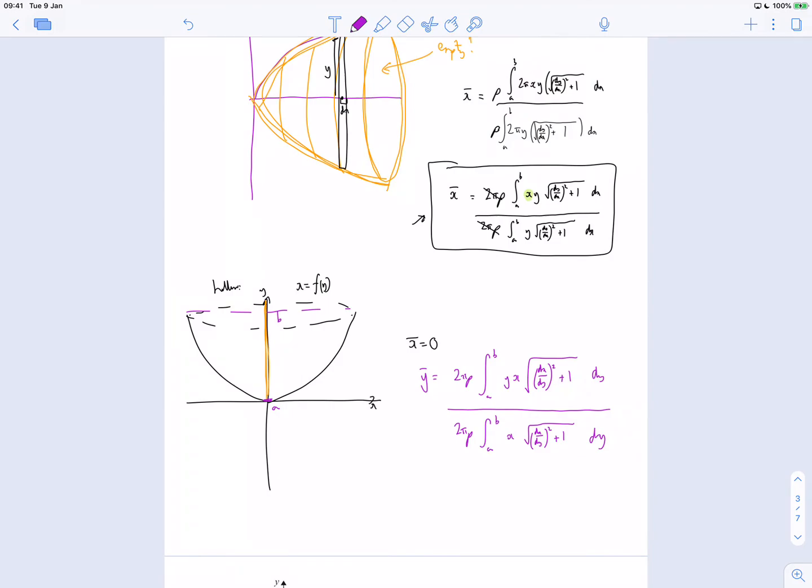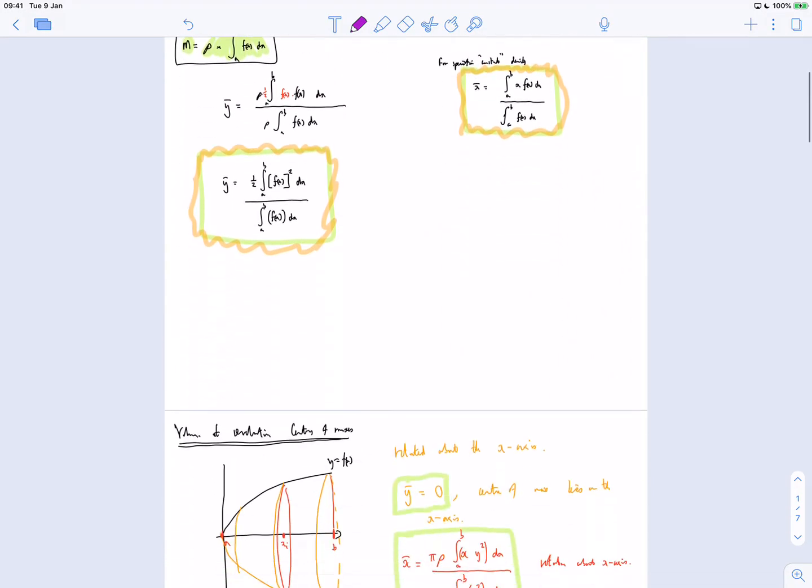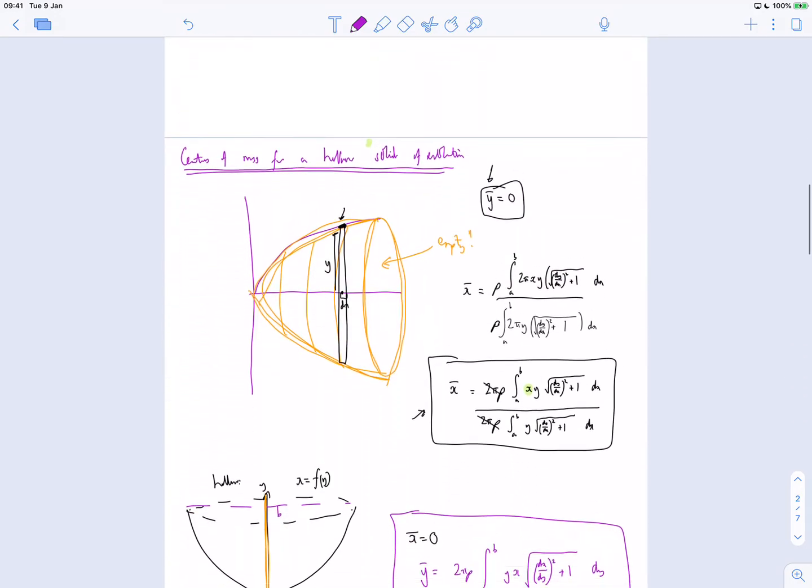So you're going to get very similar results. You just swap the x's and y's around. It's honestly not that big of a deal. But unfortunately it's memorizing these integrals that is the problem.